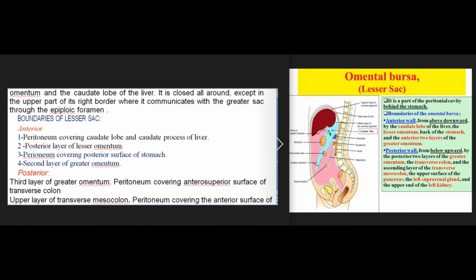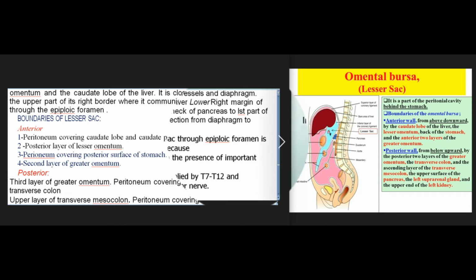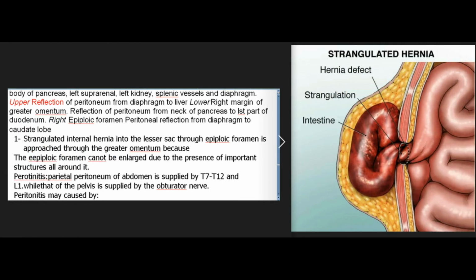Peritoneum covering anterosuperior surface of transverse colon, upper layer of transverse mesocolon. Peritoneum covering the anterior surface of body of pancreas, left suprarenal, left kidney, splenic vessels and diaphragm. Upper reflection of peritoneum from diaphragm to liver, lower right margin of greater omentum. Reflection of peritoneum from neck of pancreas to first part of duodenum. Right, epiploic foramen, peritoneal reflection from diaphragm to caudate lobe.